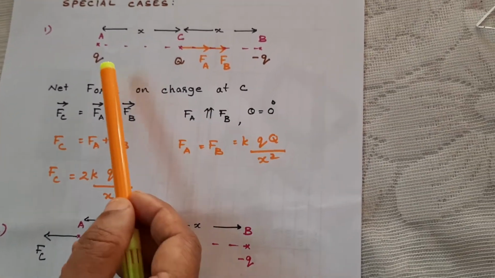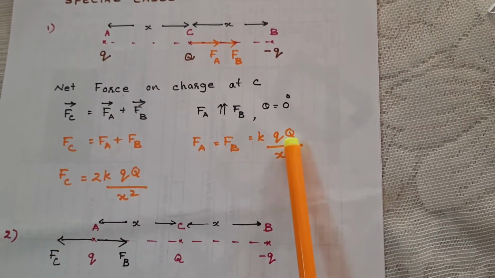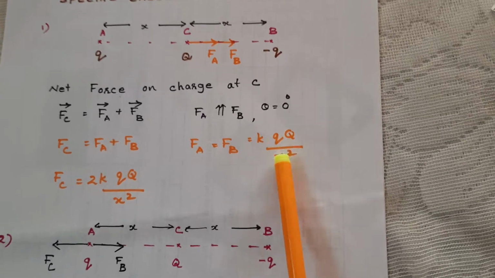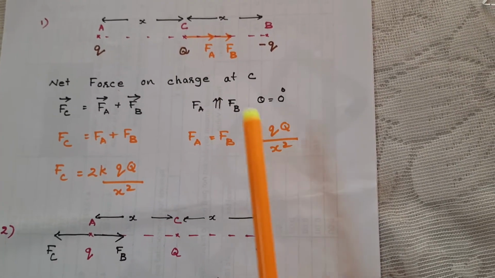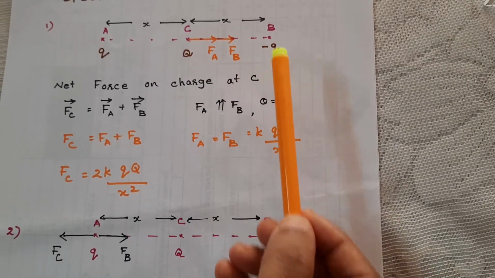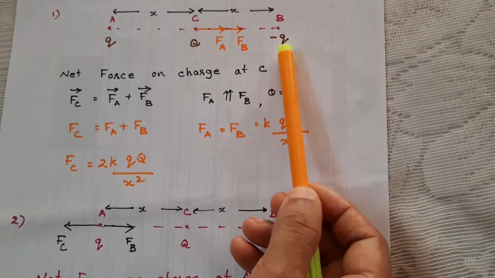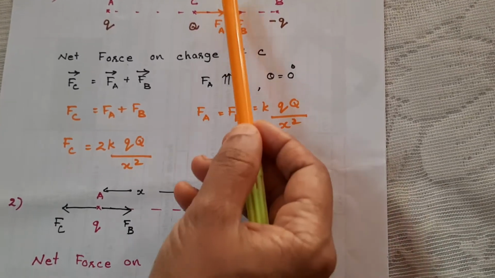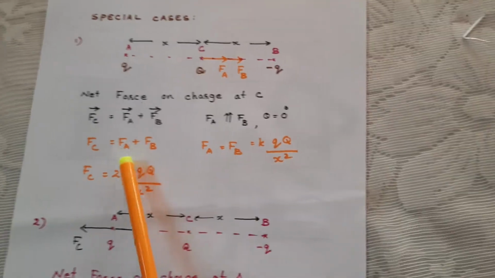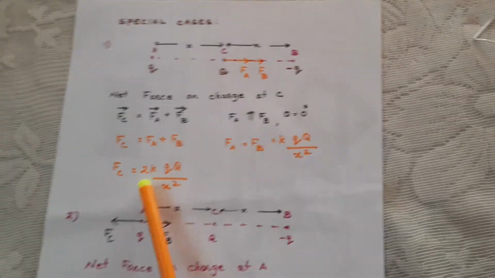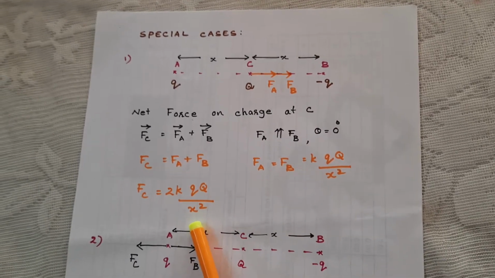But Fa is equal to K into product of the charges Q into capital Q by separation x by x square. Fb is also equal to K into modulus of the product Q into Q by separation x square. So the net force Fc is equal to 2 times K Q by x square.